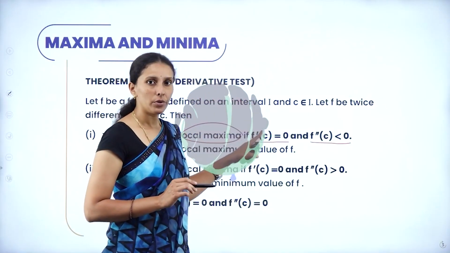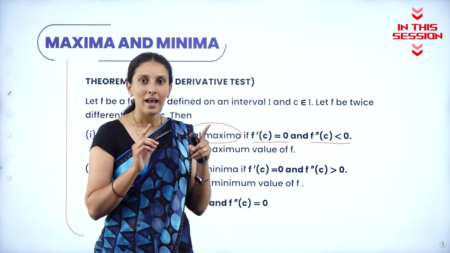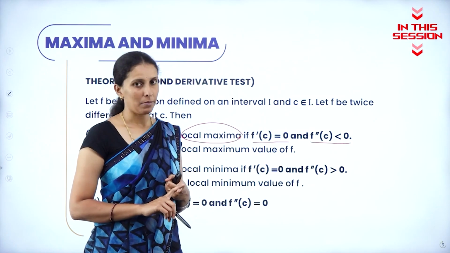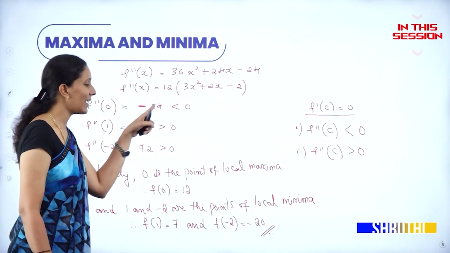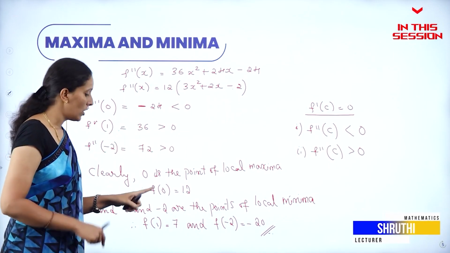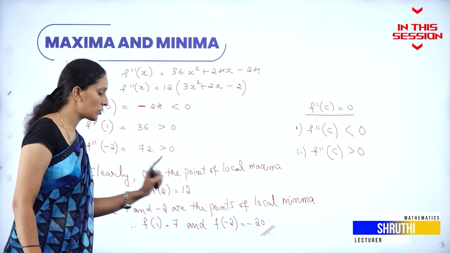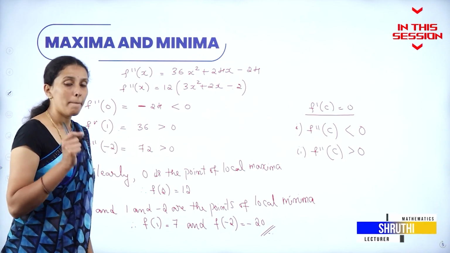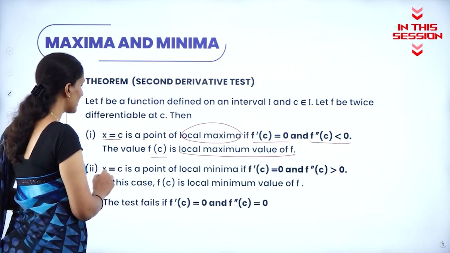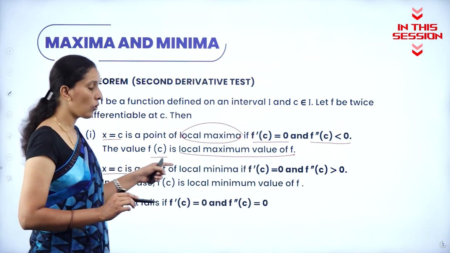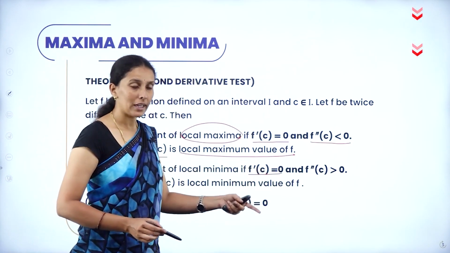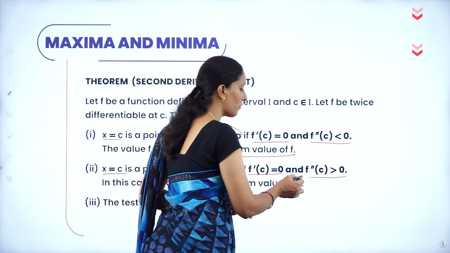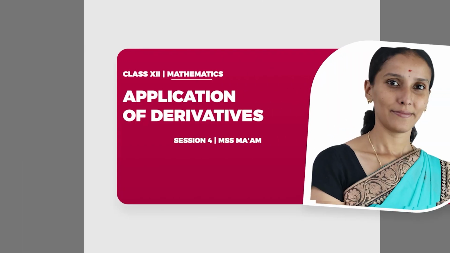So when you substitute f dash of c is equal to 0, as usual you will get the critical points. 0 is the point of local maxima because its second order derivative is negative. So therefore f of 0 is equal to 12 is the local maximum value. If x is equal to c is a point of local minima such that f dash of c 0 gives you the critical point and then it is positive for the second derivative.